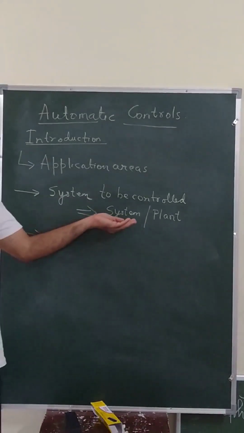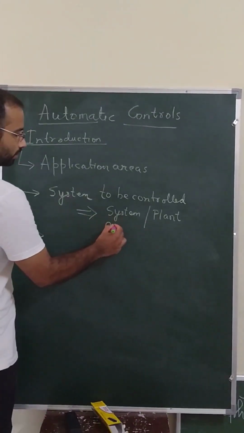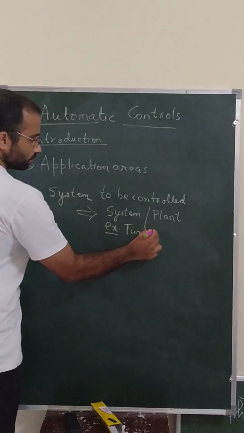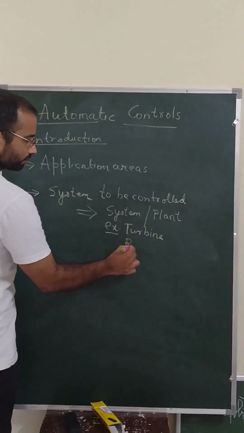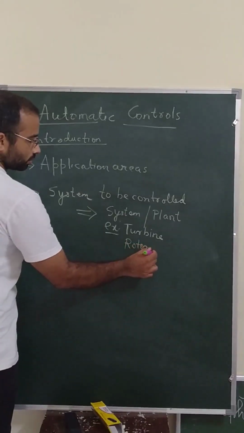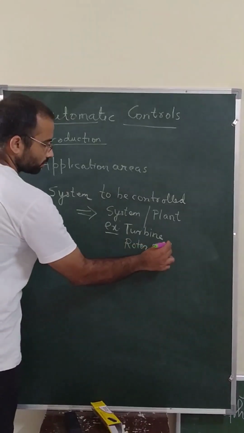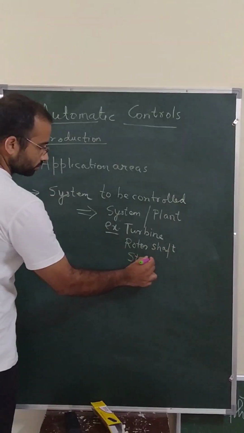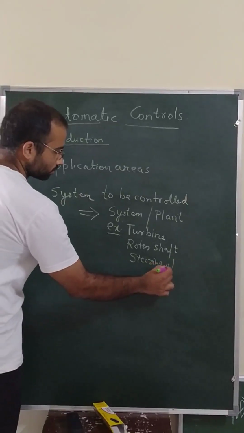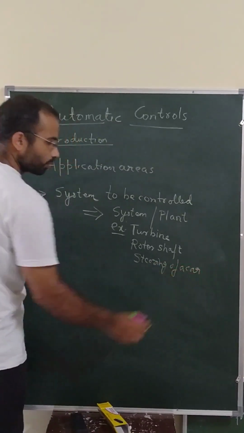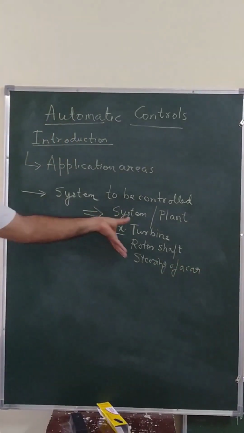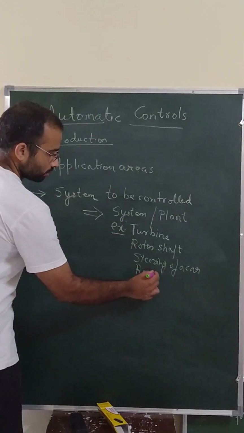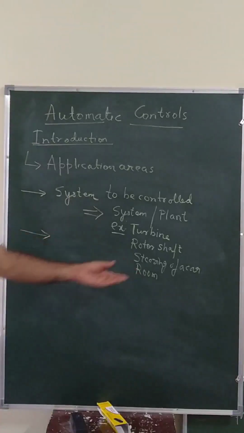For example, the system examples could be a turbine, it could be a rotor shaft of it, it could be the steering of a car. The system could be any system that you are trying to control, right? It could be the room in which you are sitting. Even that can be a system.